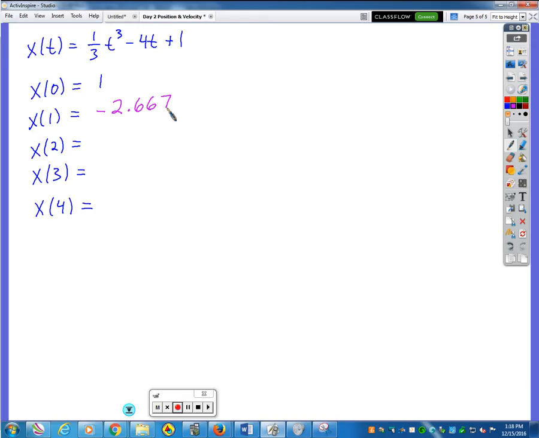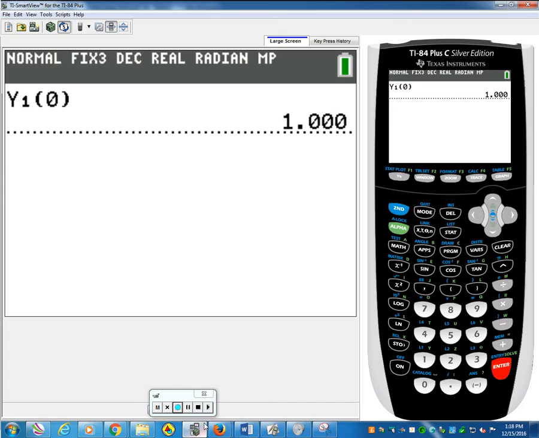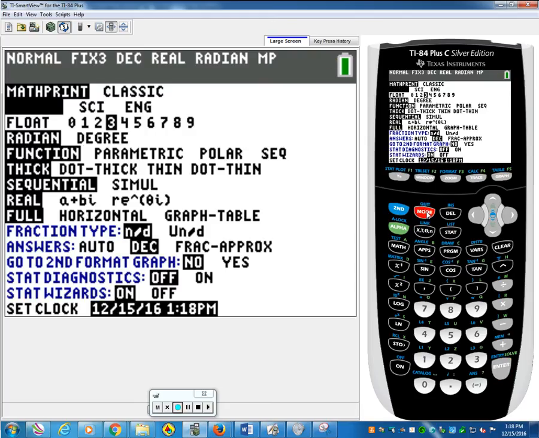Mine did a fraction instead. Right, so do this, Sierra, on your calculator. Hit the mode button. Scroll down until it says answer. Change it from auto to decimal. Try that. Okay, thank you.